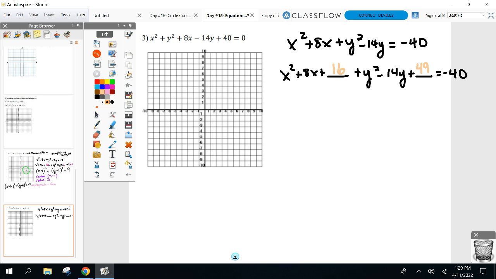Do not forget, your equation's unbalanced. Don't leave the -40 hanging there. Add your 16 and 49.